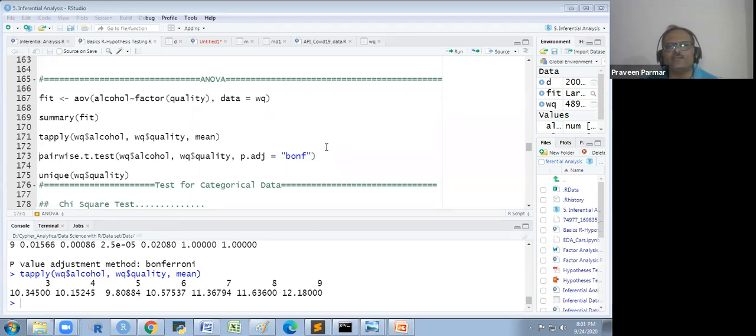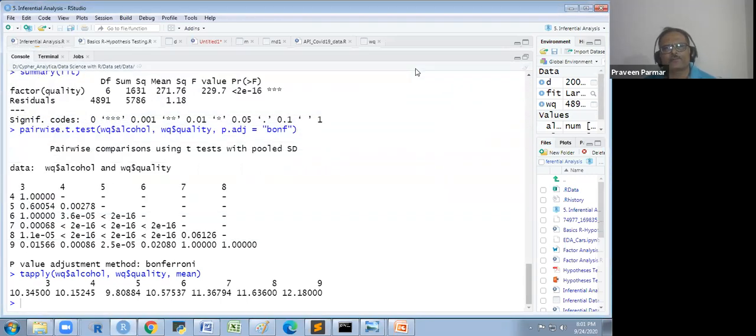Now we get the asterisk value for significant. We get the asterisk value for significant. For 5% you get this single asterisk. For 10% you will get a dot. For 1% you will get a double asterisk.